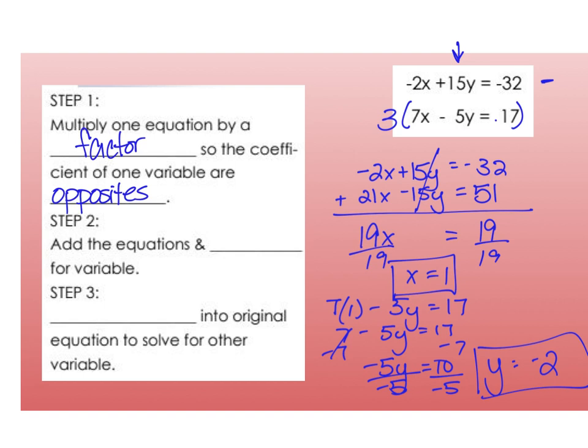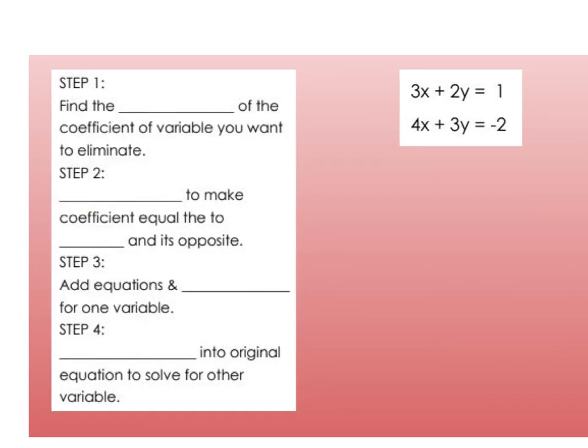I need to go back to the notes here. It says add the equations and solve for a variable, and then substitute into the original equation to solve for another variable. So these two would be our solutions. So that's the simpler one where we just have to multiply one equation. Now let's look at if we have to multiply 2.